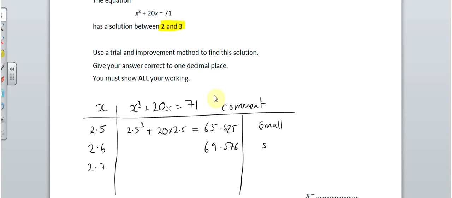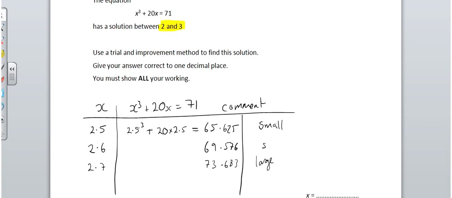And 2.7 gives 73.683. And that is too big, too large. Because I'm after 71, remember.